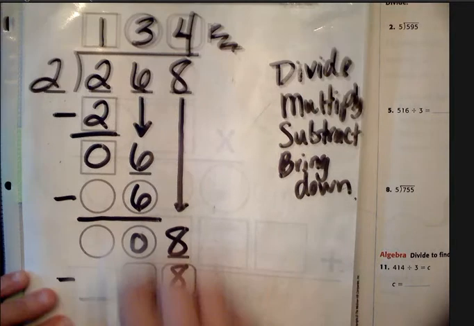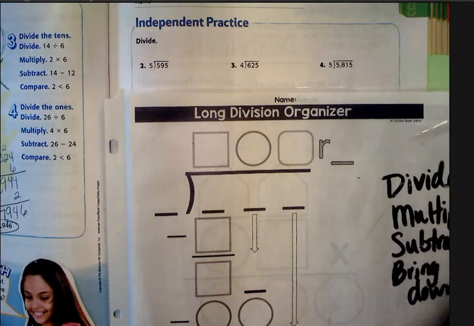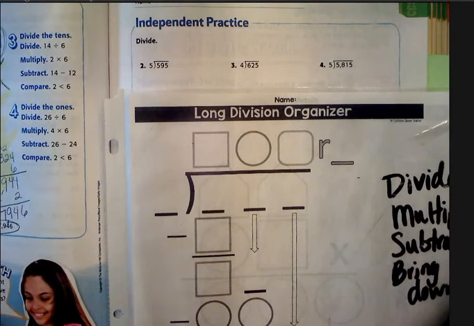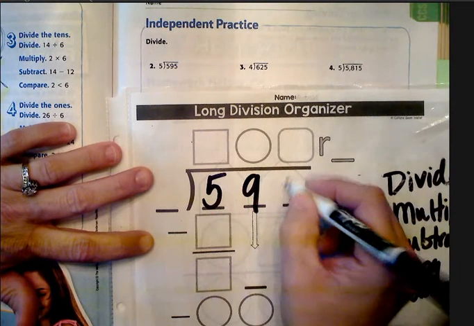Okay, you guys, let's go on to the next page, the independent practice page. We've got a bunch of division problems, and we're just going to keep working through them, and you guys are going to get the hang of this the more you do it. So this is 595 divided by 5.